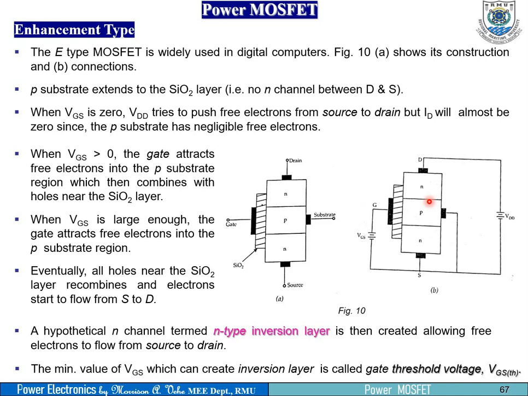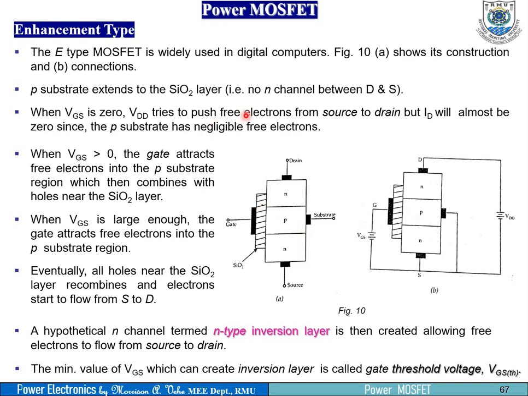Sorry about that break. So back, and you're looking at the E-type MOSFET. The P substrate extends to the oxide layer, as you can see. We are looking at the construction. There's no N channel between the drain and the source. Now, when the gate source voltage is 0, VDD tries to push free electrons from source to drain, but ID, the drain current, will be almost 0 since the P substrate has negligible free electrons. Hope you are following.